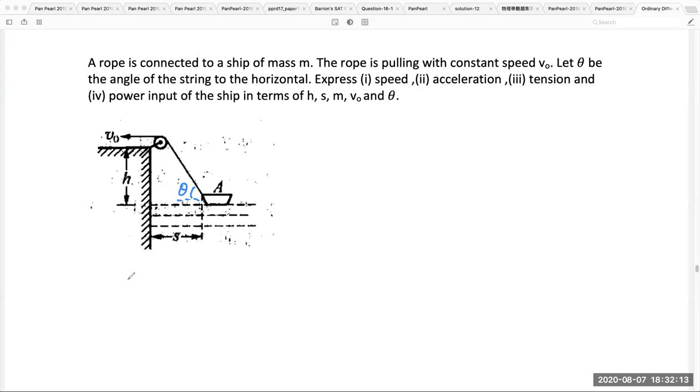No. If you still remember, there is a constraint, or you can say a relation between velocities: the velocity along the string is equal. So let's say this has the velocity u. Then you decompose it along the rope direction. Then u cosine theta equals V naught.